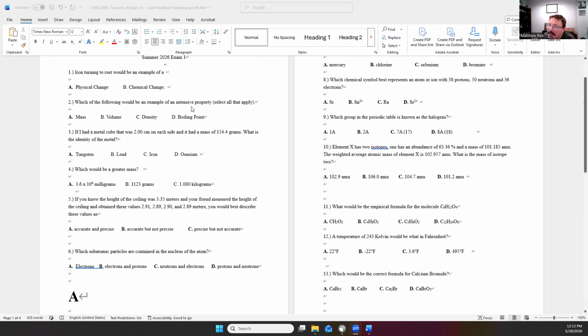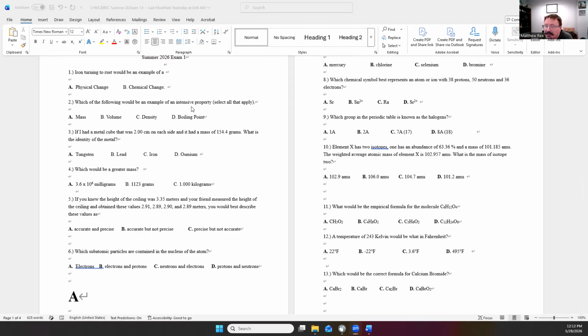Which of the following would be an example of an intensive property? An intensive property is something that is internal to that substance. It doesn't matter how much or how little of that thing we have. Mass is an extensive property. It does matter how much we have. If we have a small amount of something, it will have a lower mass than if we had a large amount of that same something. The same is true for volume.